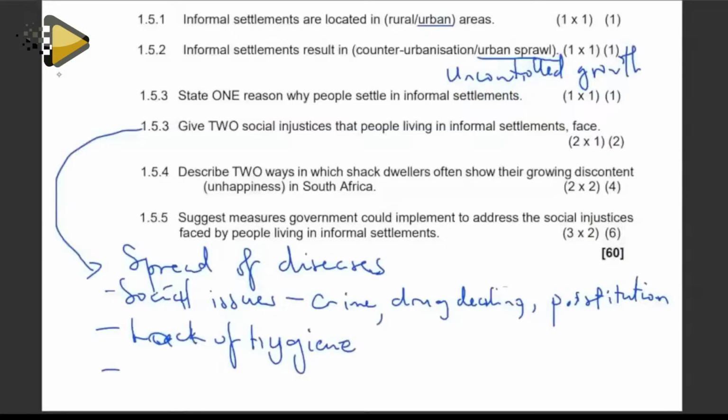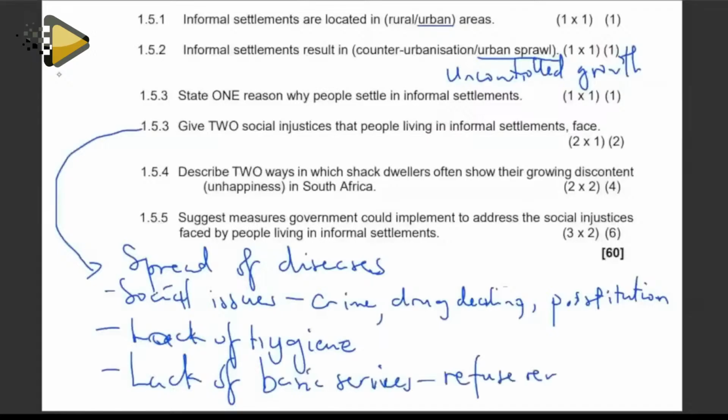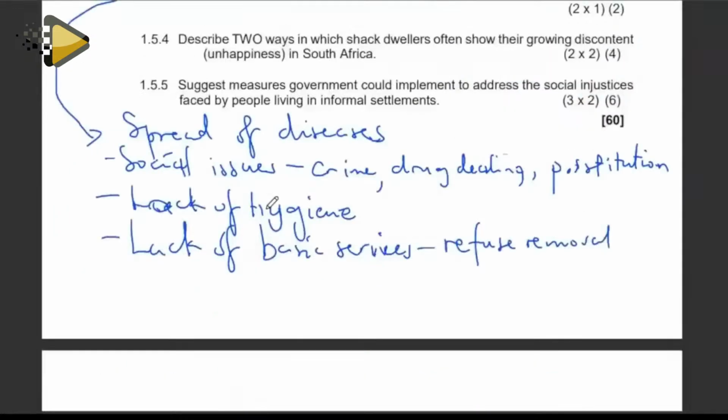Then you can also talk of lack of basic services. Basic services, they do lack in the informal settlements. You can give an example, for example, refuse removal. Refuse removal is a basic service that must be accessed by all people in urban areas, but however, it is lacking in most of the informal settlements.